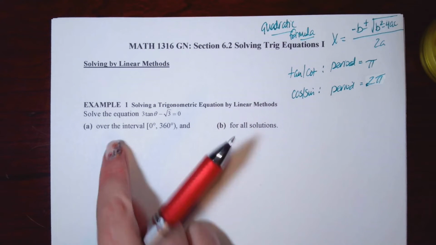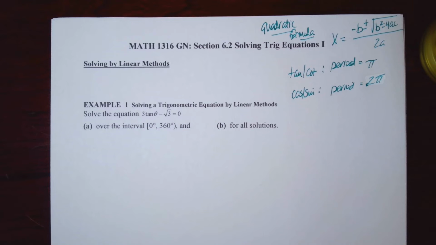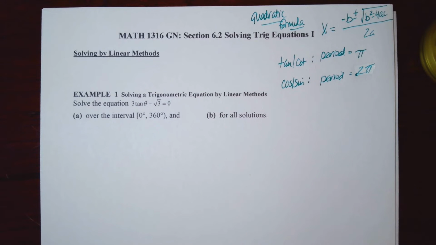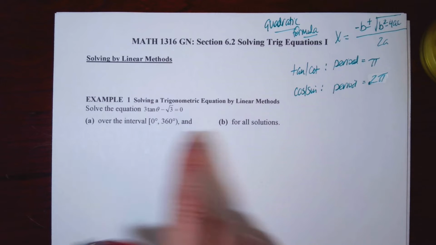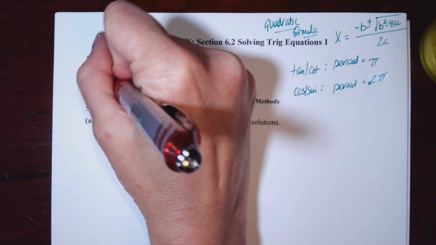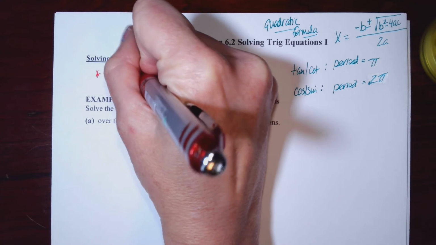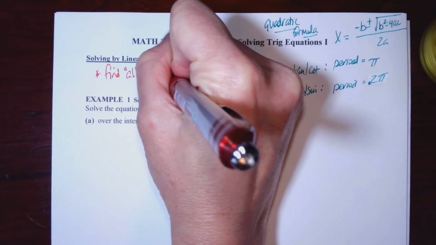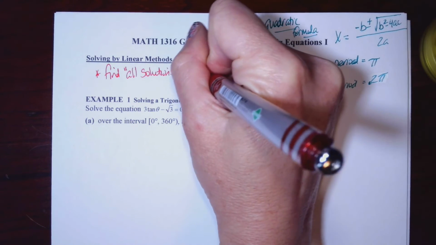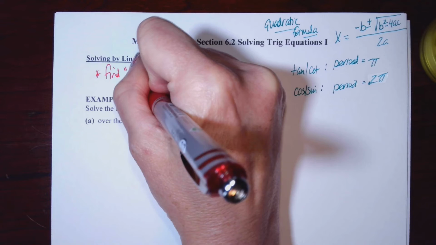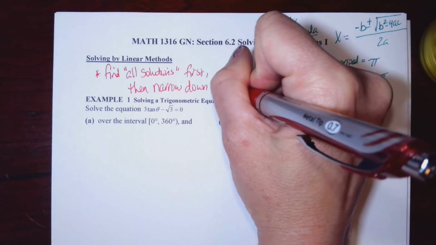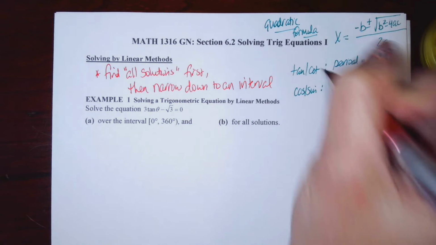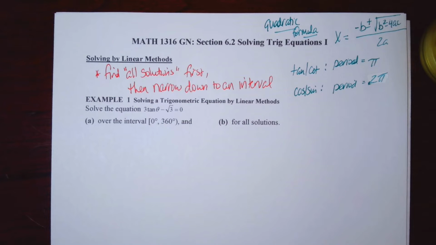Now, all of these instructions, and I left it like this because that's the way it's going to look on my math lab, instruct you to find the solution set over a specific interval, and then for all solutions. Really though, I find my all solutions first. I come up with my all solutions statement first, and then I narrow it down if there's an interval. I look to see how many of those solutions are going to fit in the interval.